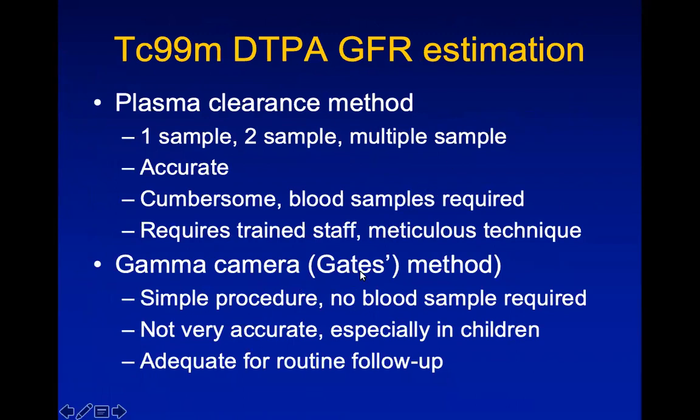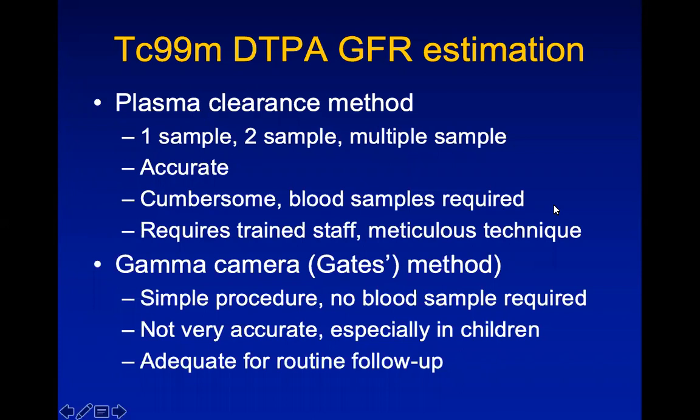One is by the gamma camera method or the Gates method, which is a simple procedure. It hardly takes 10 minutes. No blood sampling is required, but it's not very accurate, especially in children. It's adequate for a routine follow-up if you're following up the same patient over a span of 1 year, 2 years, 3 years, while giving some, say, nephrotoxic therapy or whatever, then it's good enough.